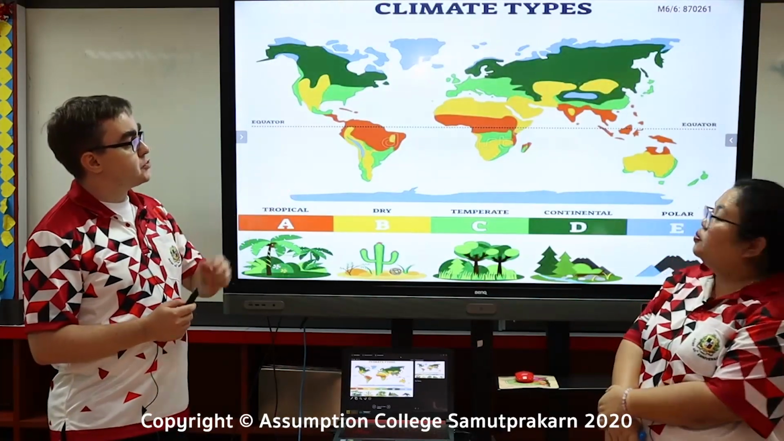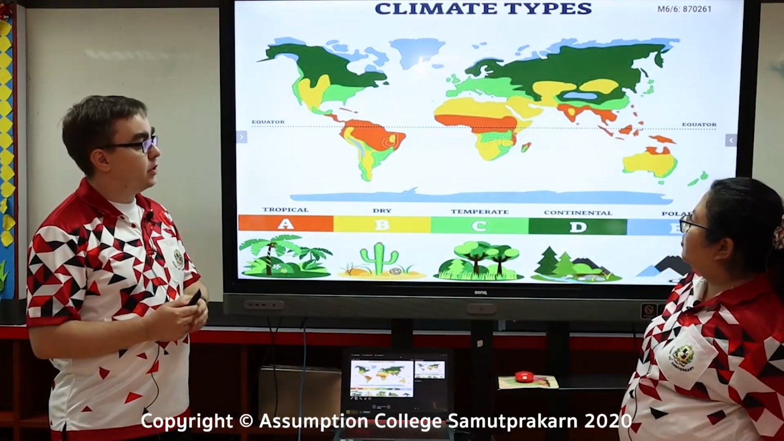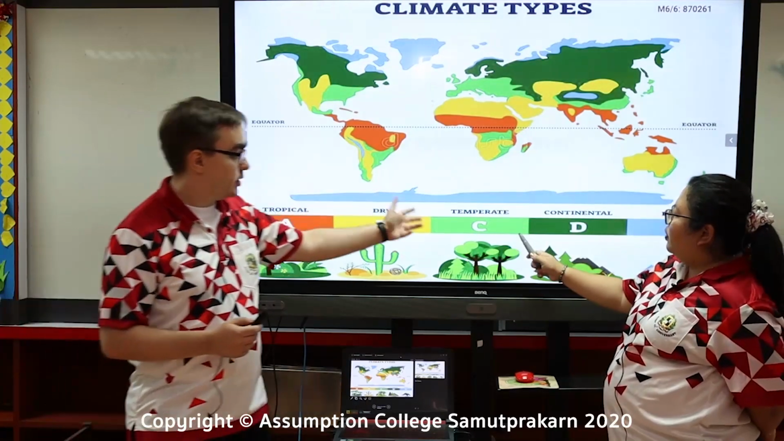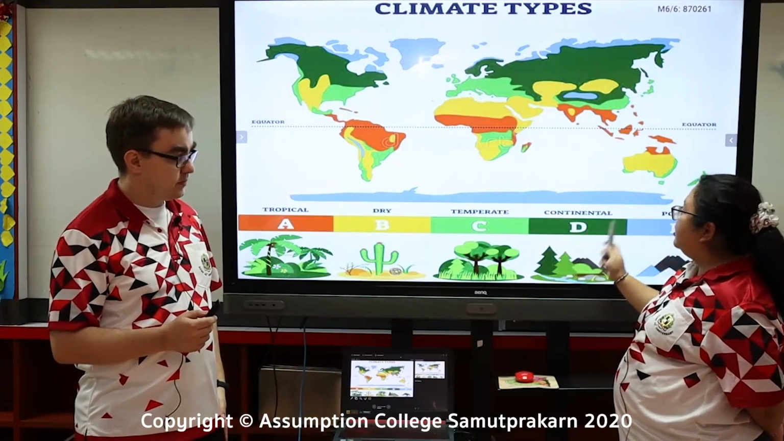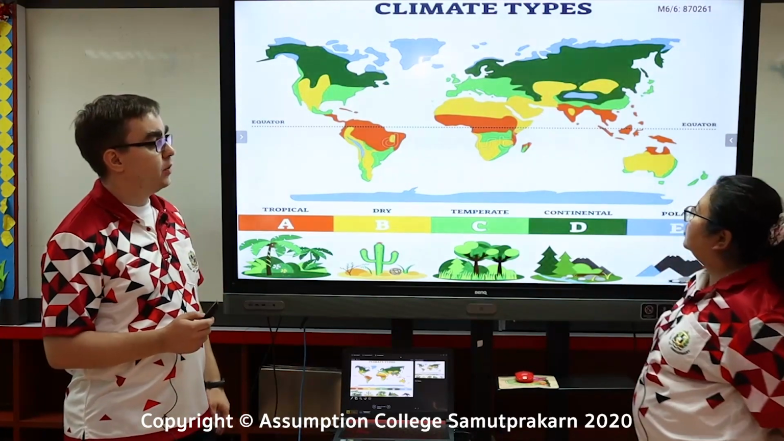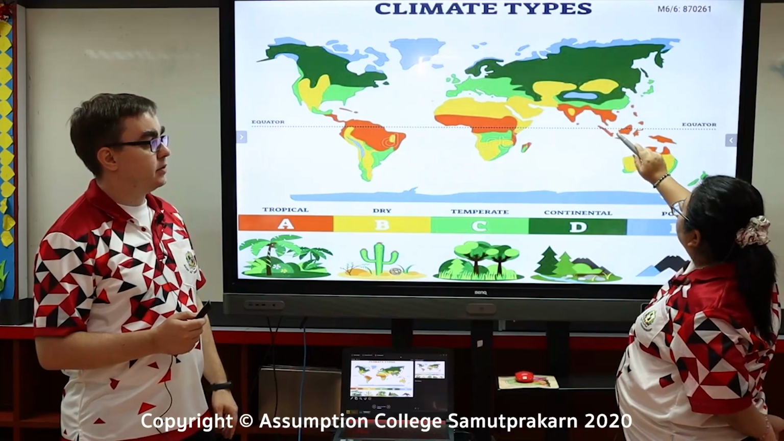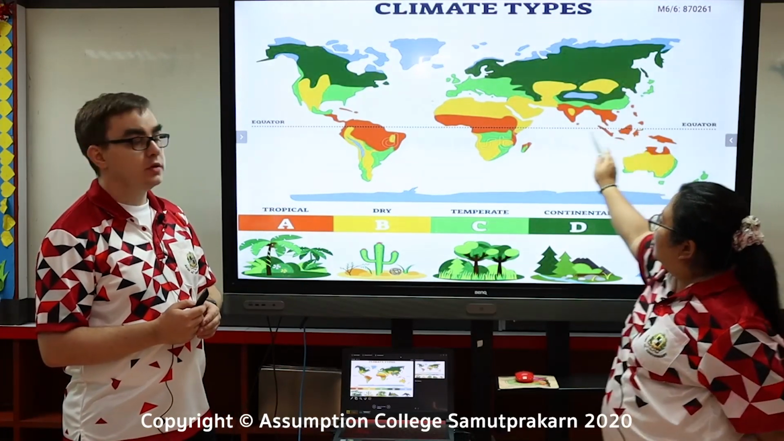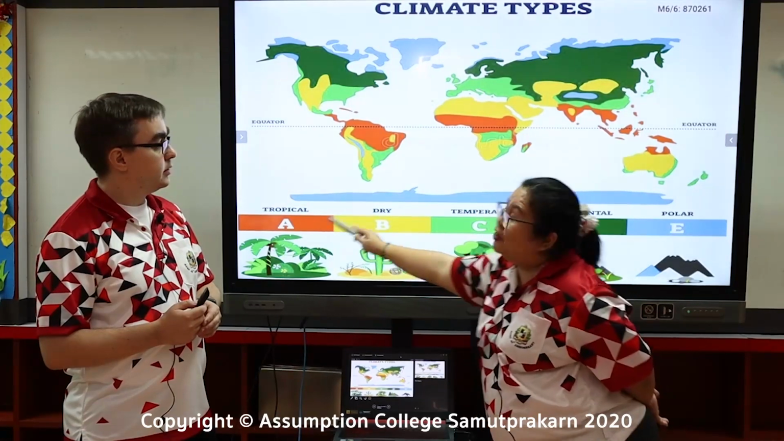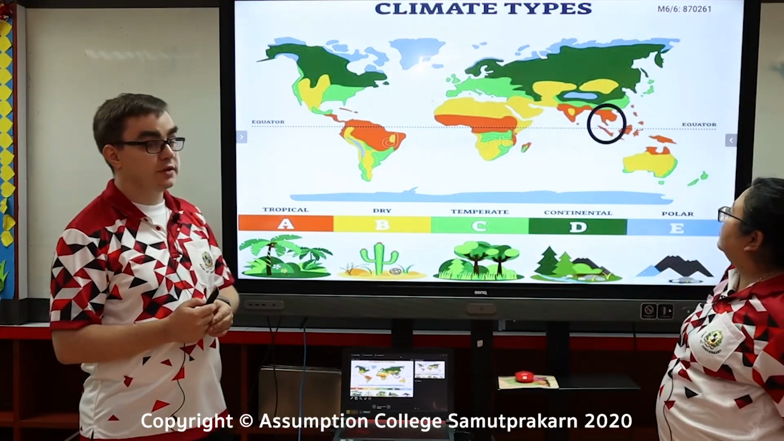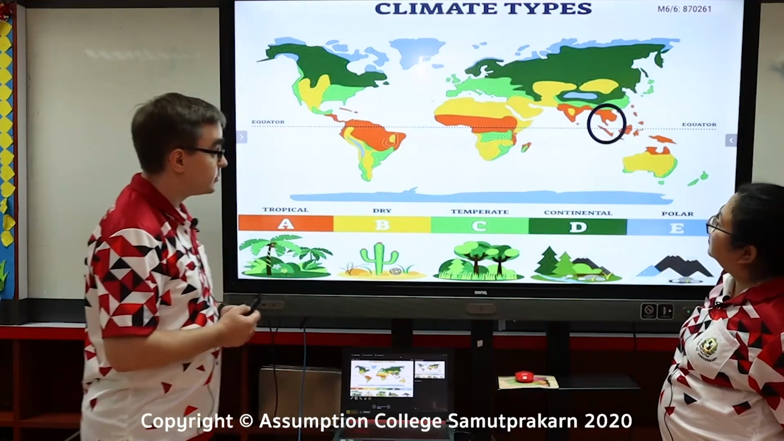Now, this map shows us the climate zones all around the world. You can see tropical, dry, temperate, continental and polar. For example, what climate is Thailand? What climate area can you see? Orange means tropical. Thailand is in the tropical zone. Yes, so Thailand has a tropical climate.